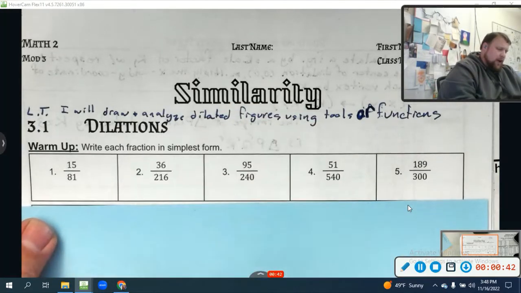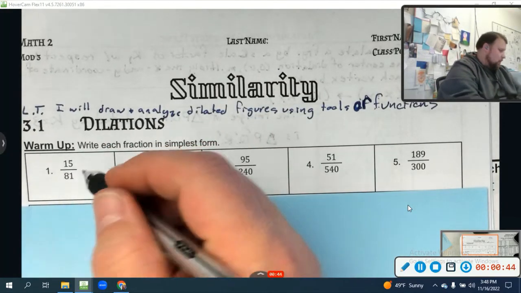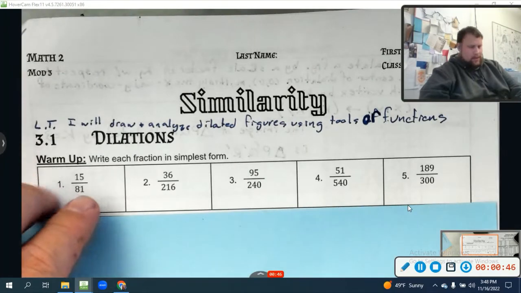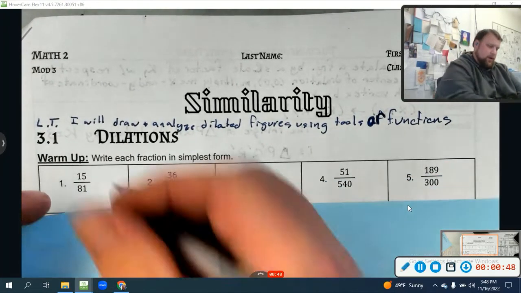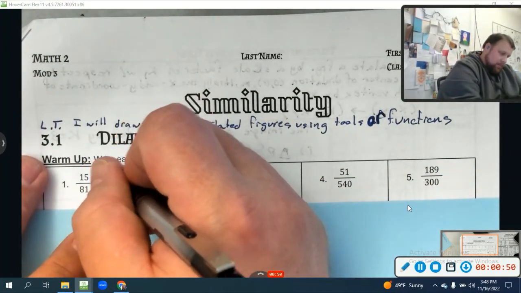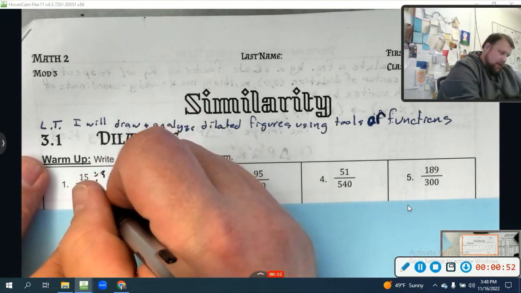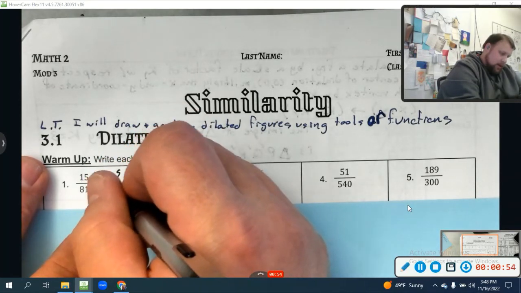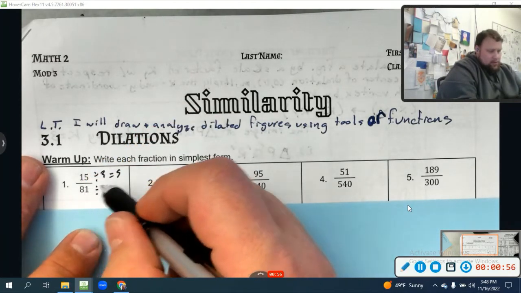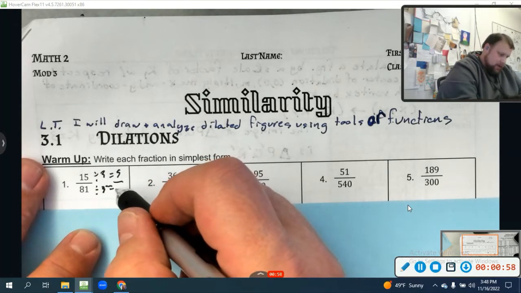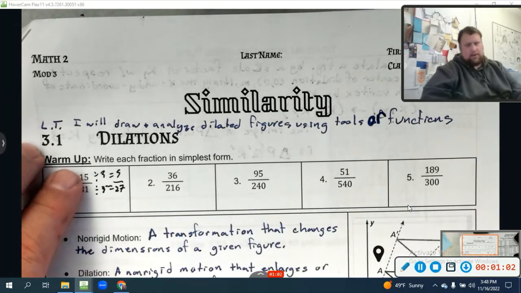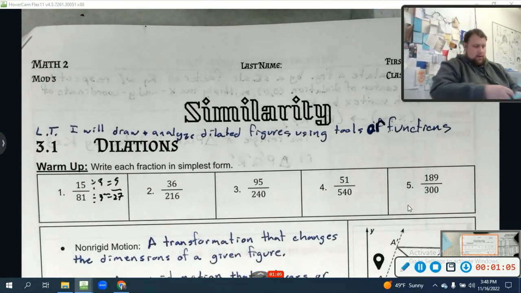We're just simplifying these fractions. So what goes in both 15 and 81? Well, in this case, we know that it's 3. So divided by 3 equals 5. Divided by 3, let's see, it goes in there twice, leaves 21. I'm going to say 21, 27. There we go. That looks right. Right? Awesome.